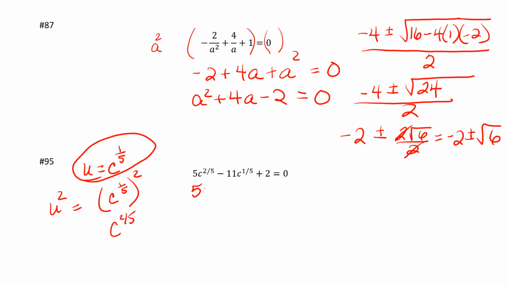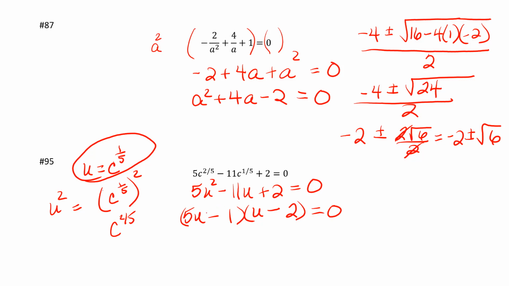So this is going to be 5u squared. This will be 11u. And this will just be 2. And now I can solve this quadratic just normally. I could probably factor it. Let's see. So we'd have 5u and u, and then 2 times 1. So we can put the 2 and the 1 there and make them both subtraction. So that's going to be 10u minus 1u is negative 11u, and then a positive 2.